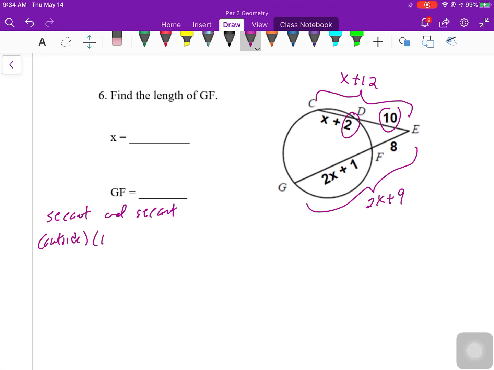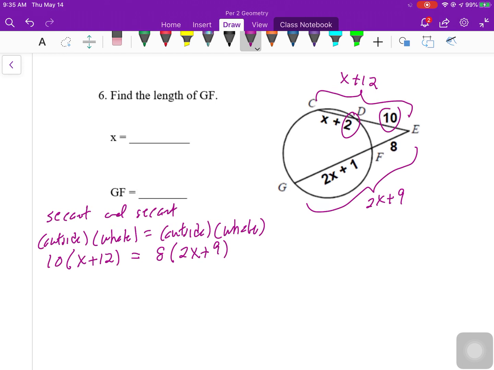And when it's a secant and a secant, we follow the pattern of outside times whole equals, once again, outside times whole. The outside on the top one is 10. The whole length we just determined was x plus 12. The outside on the bottom one is 8. And the whole length we determined was 2x plus 9.